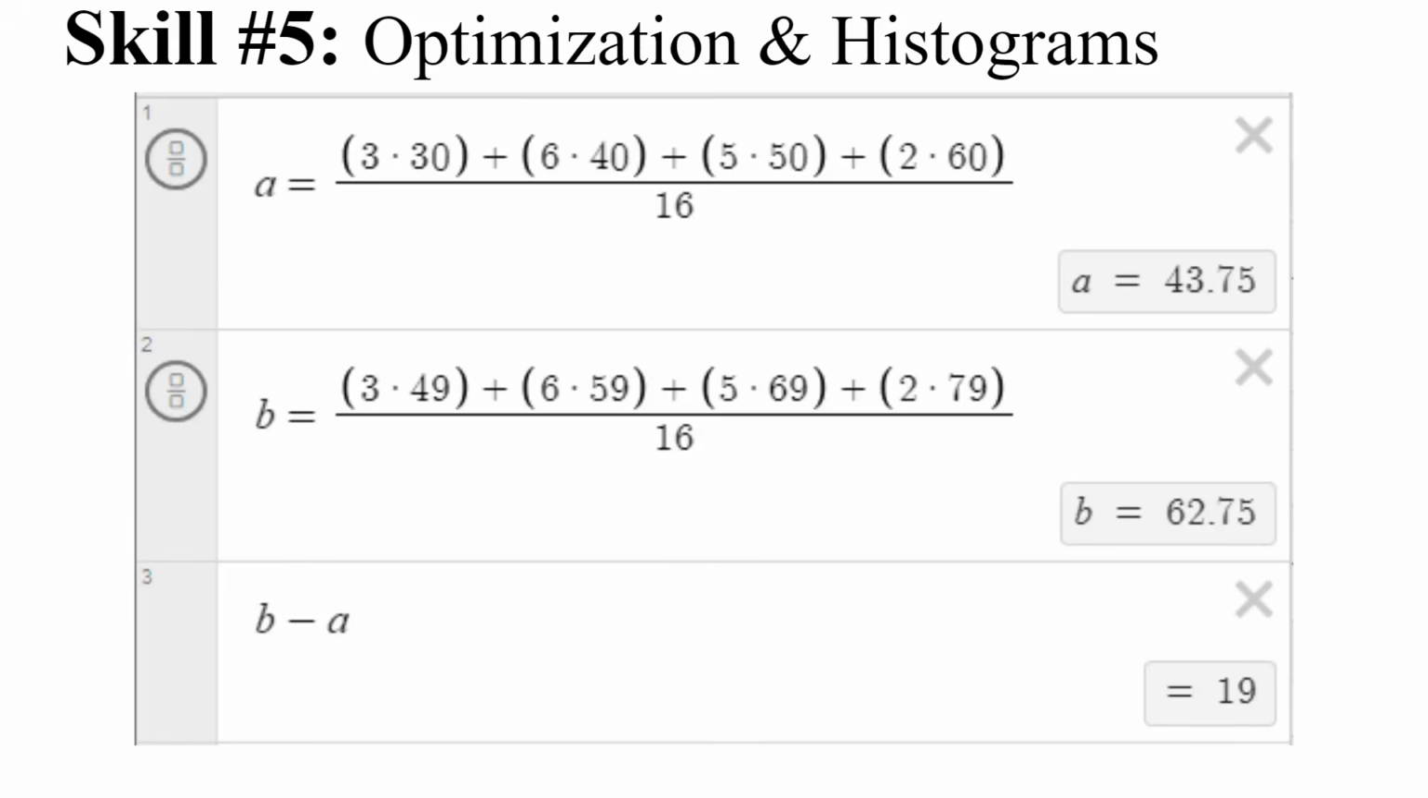So take a look at this. Hopefully I did it right. You should get for data set A, the mean would be 43.75. And for data set B, I got 62.75. And then if you subtract them, the largest possible positive difference, so do the biggest one in front. So 62.75 minus 43.75. You should get 19, and that would be the answer to this question. Great.